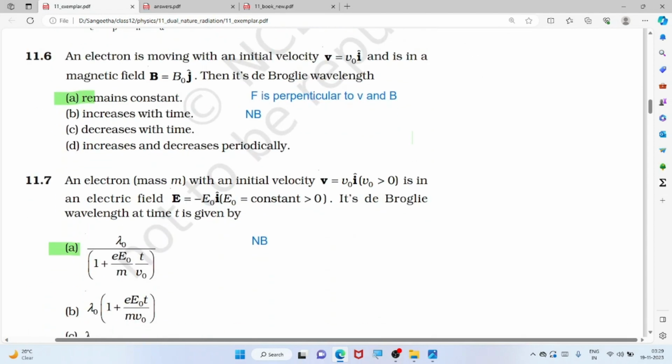An electron is moving with the initial velocity they gave, along the unit vector i direction, and is in a magnetic field. Then the de Broglie wavelength. The important thing here is the magnetic force is perpendicular to both the velocity and the magnetic field. So the velocity will not get affected. Velocity is in the i, j plane, then force will be in the k direction. So it will remain constant, then the wavelength will remain constant.